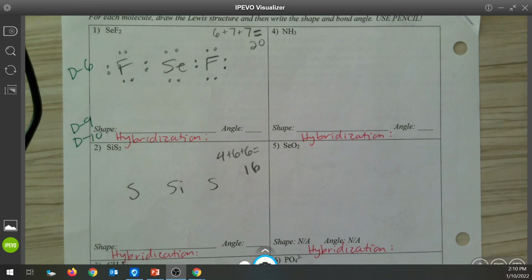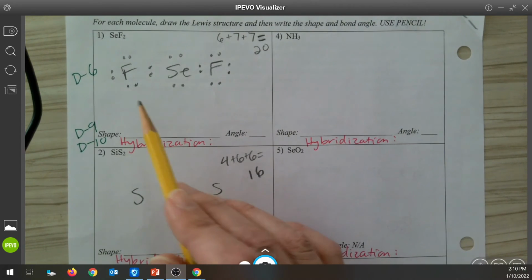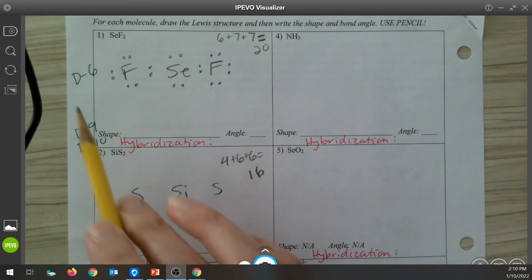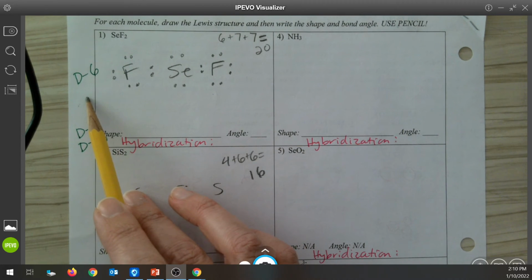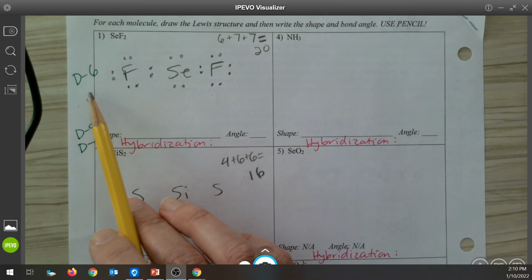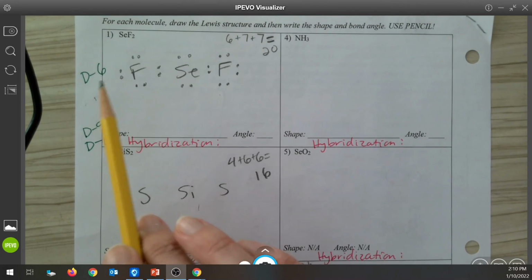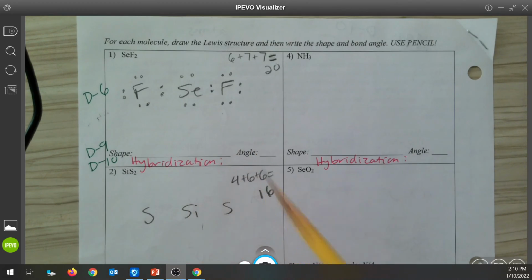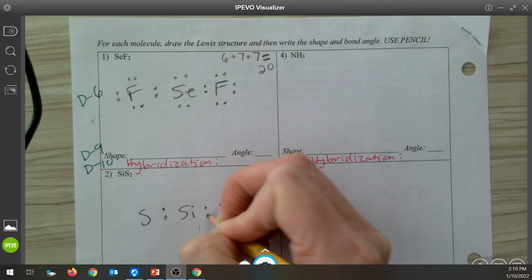Okay, so let's go over number 2, okay? If you're having trouble drawing these dot structures correctly, you need to watch D6 Part 2, okay? We did D6 Part 2 on Zoom. You might not have been paying attention, or you might have been absent that day. Rewatch D6 Part 2 if you're not sure how on earth I'm coming up with this, okay?